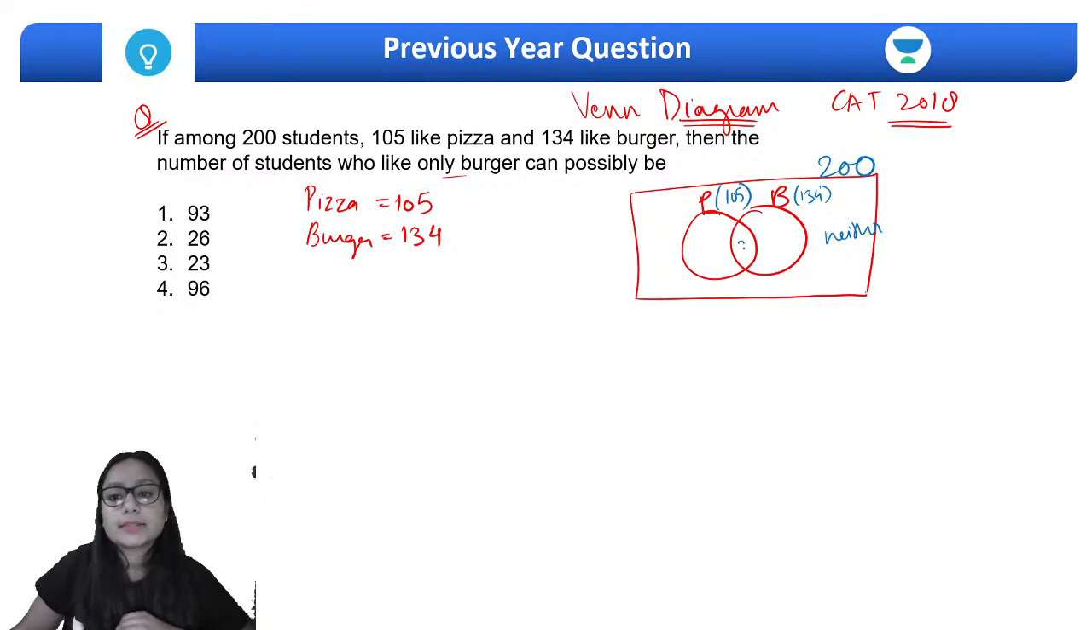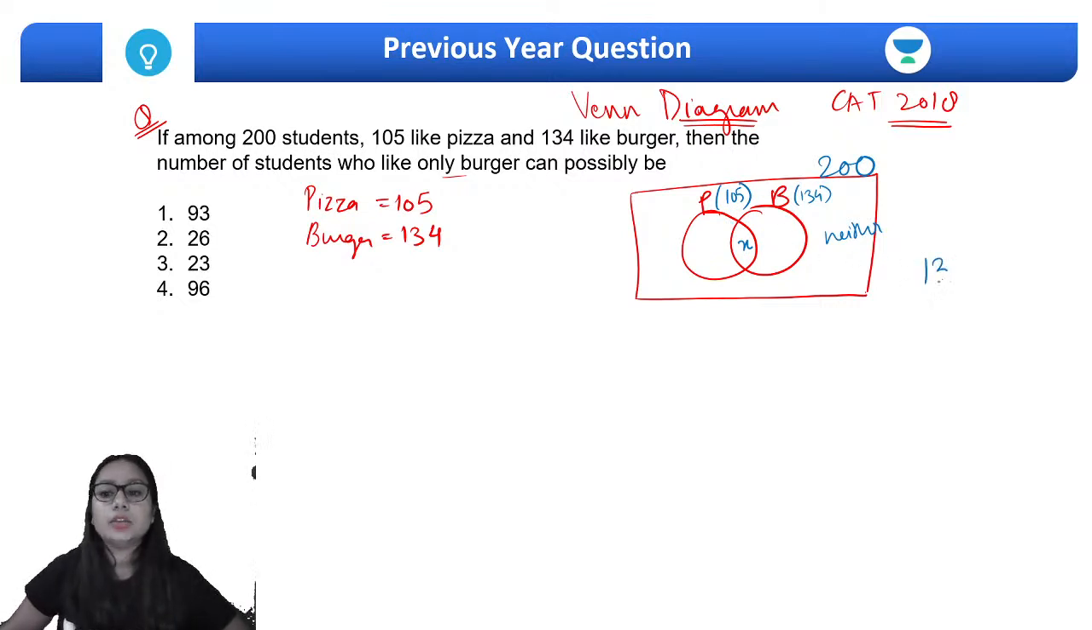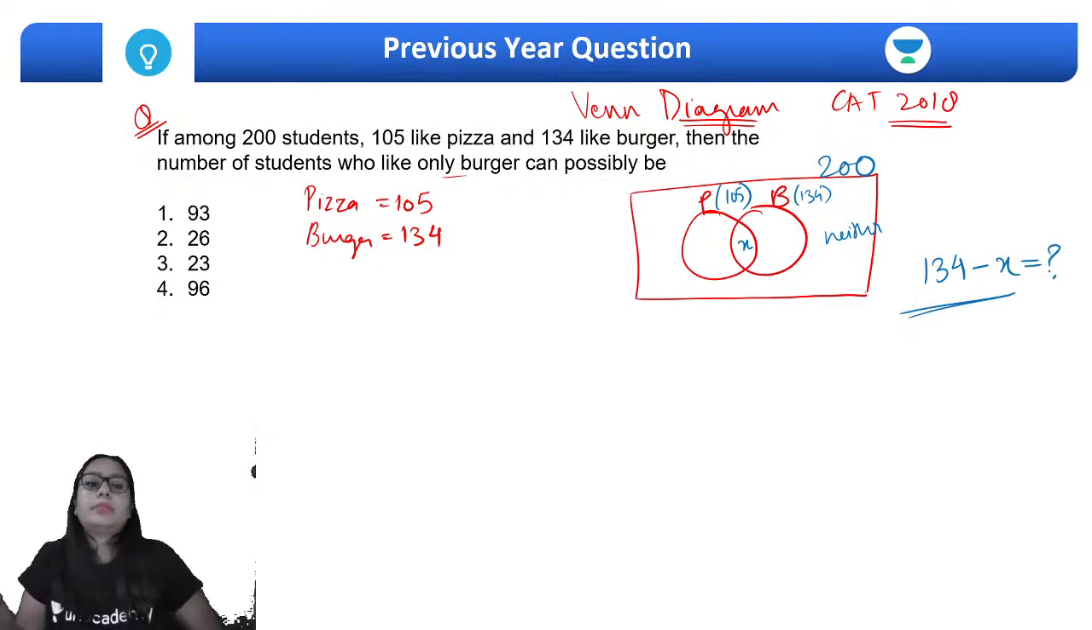So let us take the common area between P and B as X. So basically we have to get a value of 134 minus X. We have to see what is the possible value of 134 minus X. Please try to solve this question and then we'll discuss this.